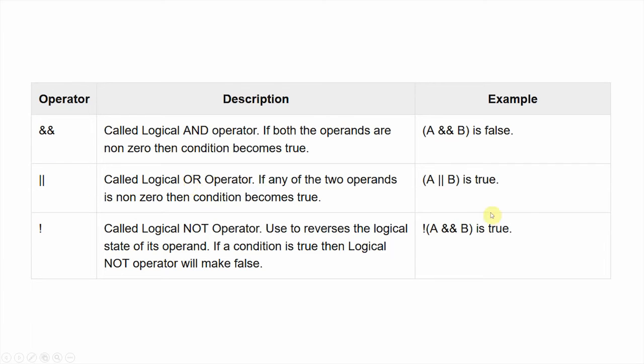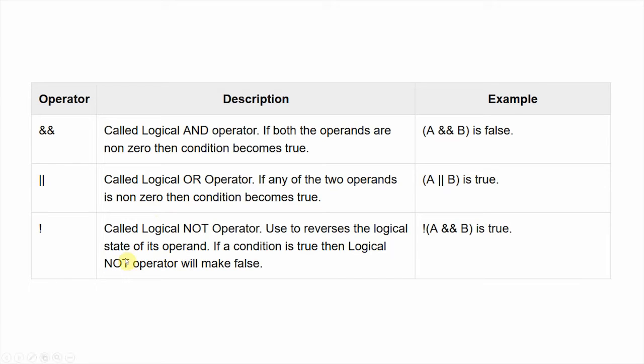Logical OR. If A is true or B is true, then this entire condition is true. It says if any of the two operands is non-zero, then the condition becomes true. When it says non-zero, that means true or false, right? 0 being false, 1 being true.